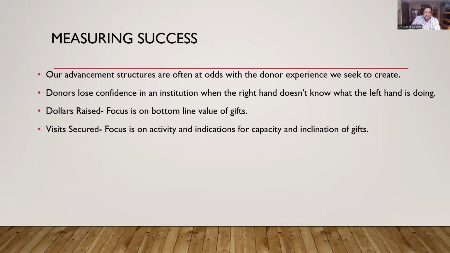Visit secured. So this is just a measurement of the activity. It definitely focuses on activity and the indications for capacity and inclination for gifts. So this is where they're out there making those determinations of, are you likely to give and how much can you give? And it's a good measurement for success because if you're out there doing that and qualifying folks, then you're going to have more people to visit and more people to ask for funds.